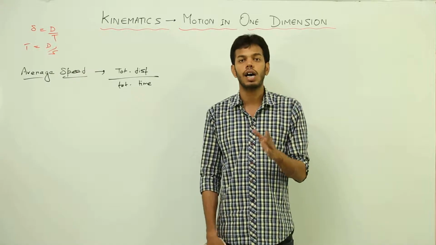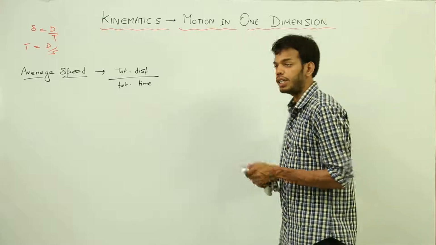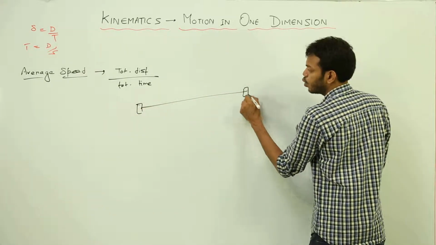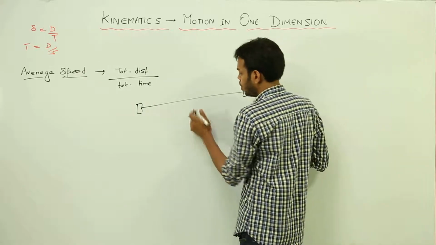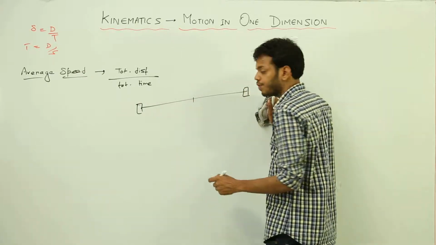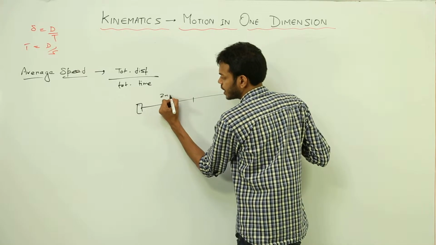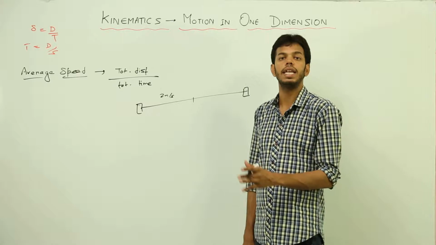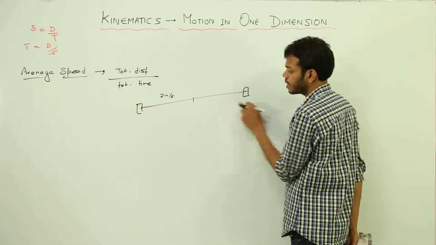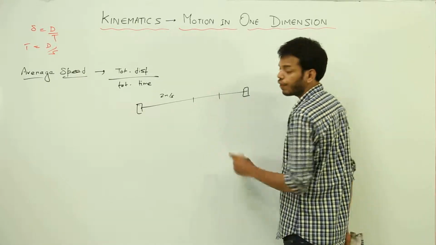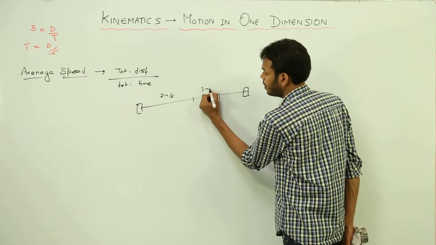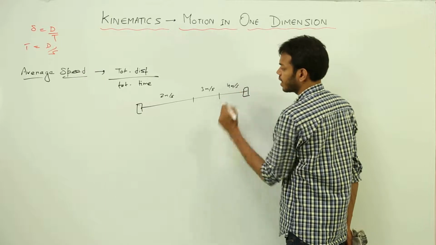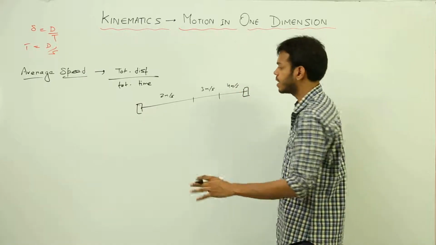A body covers half of a distance with speed 2 meters per second. So let us say this is the total distance which it has to cover. So the body is covering half of the distance with speed 2 meters per second, right? And then I said half of the remaining, that means what is the remaining part? This much is the remaining. So half of the remaining with speed 3 meters per second and the remaining with 4 meters per second. Find the average speed. This is the question.